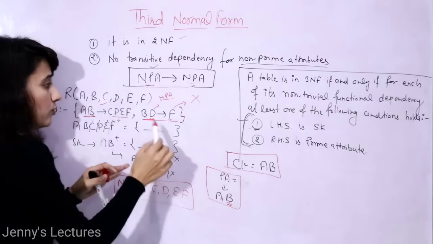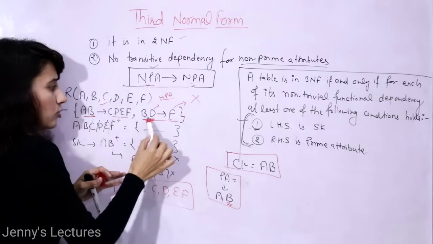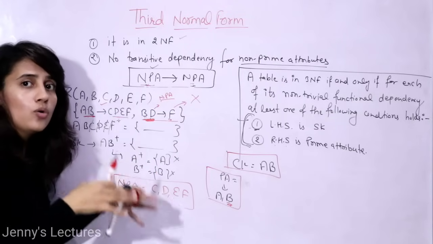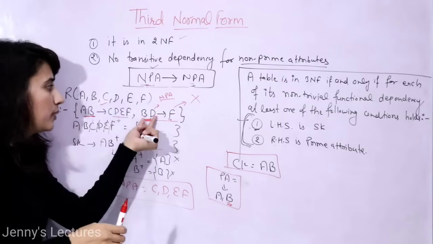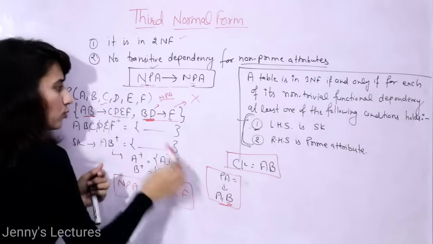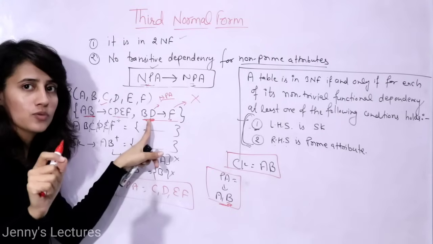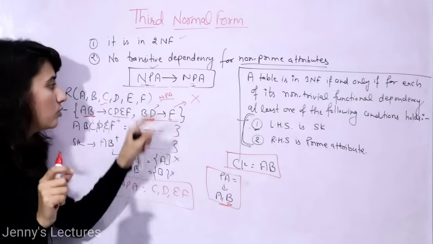I hope you got it. Now if you find a mix of prime and non-prime attributes, then you will consider it as a non-prime attribute, complete, because BD complete is not a prime attribute, D is not a prime attribute, so we'll consider it as a non-prime attribute, right? So this is not in third normal form.